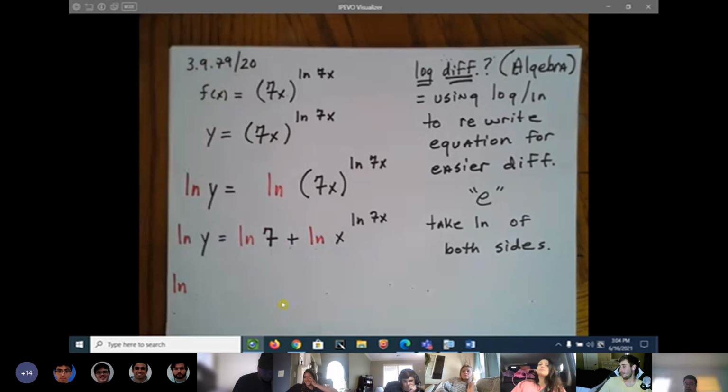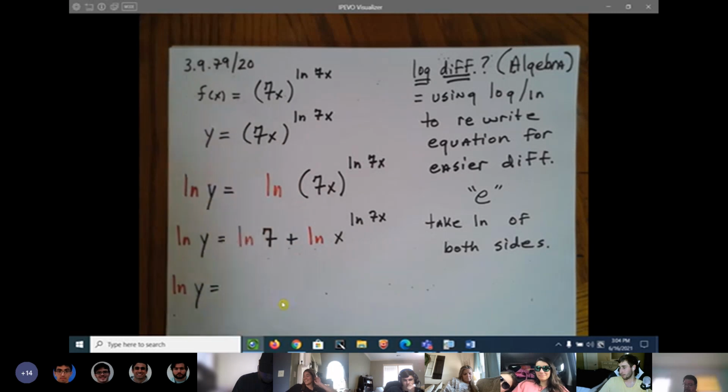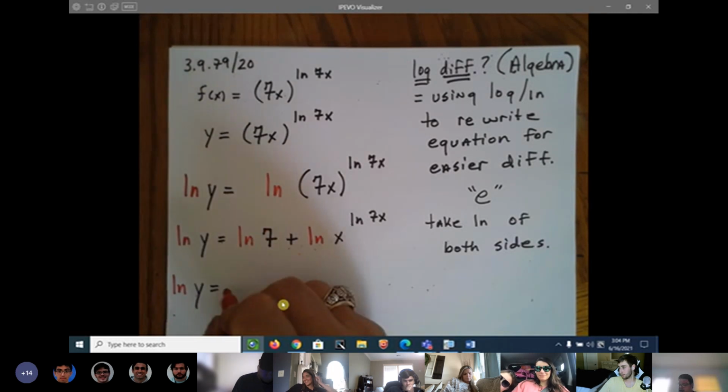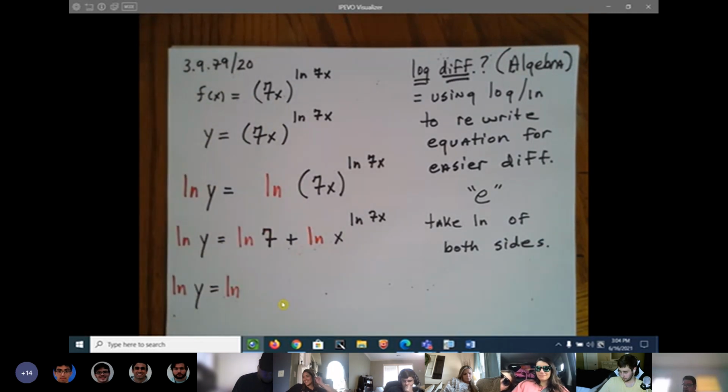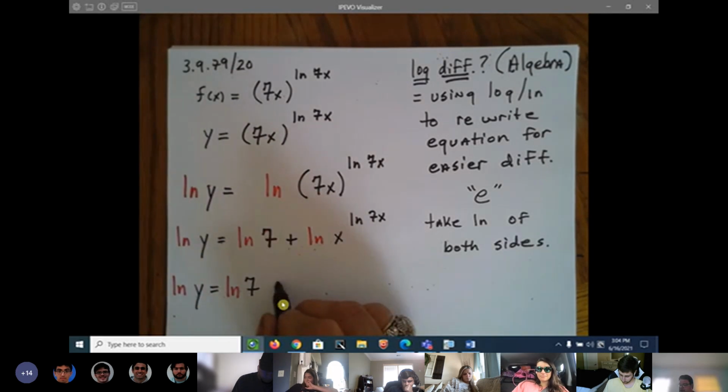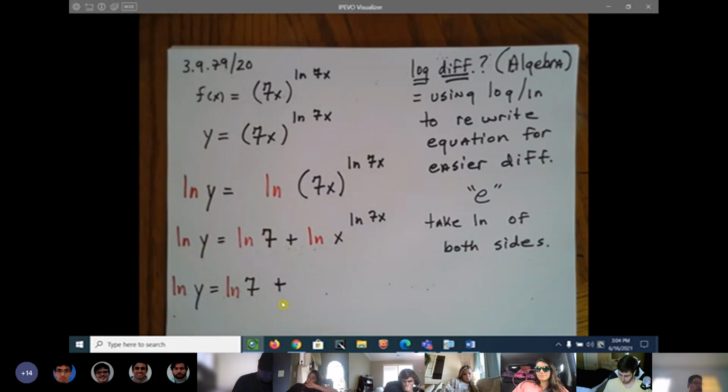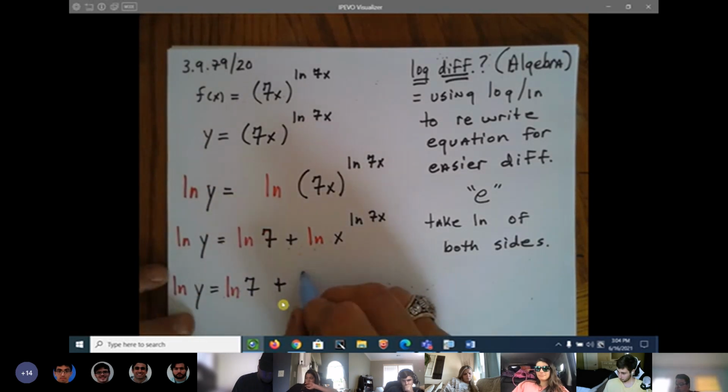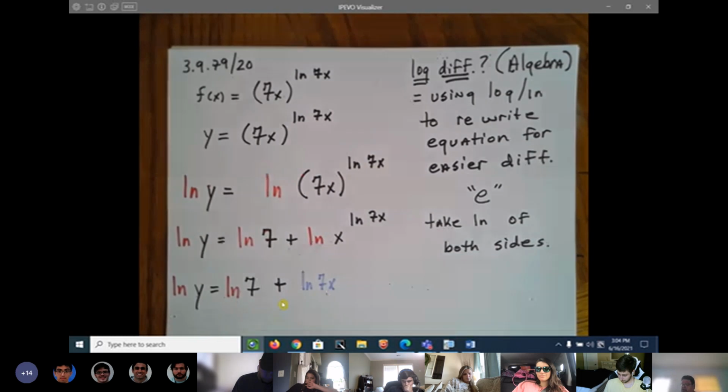Natural log of y is equal to the natural log of 7 plus, here it comes, I'm going to use a light blue marker, natural log of 7x times the natural log of x. And somebody tell me what I used there.